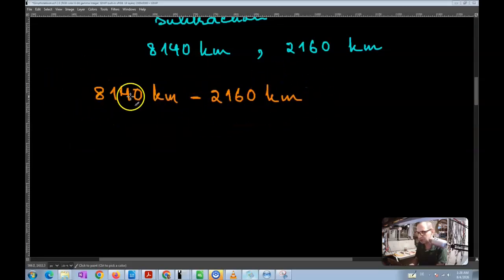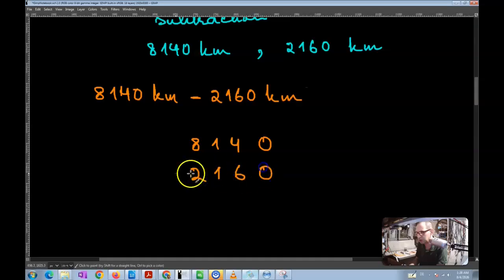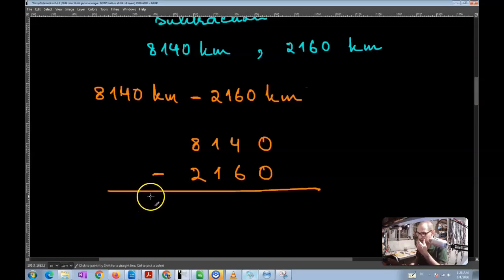So now that I know how to do this operation, I write 8,140 minus 2,160, and I want to subtract, right? Now I could say 0 minus 0 is equal to 0, but I could also say that some number has to be added to this 0 so that I get a 0. Of course, this can only be a 0, because any other number that you add to 0, you will have either a 1 or a 2 or a 3 and so on and so forth, right?